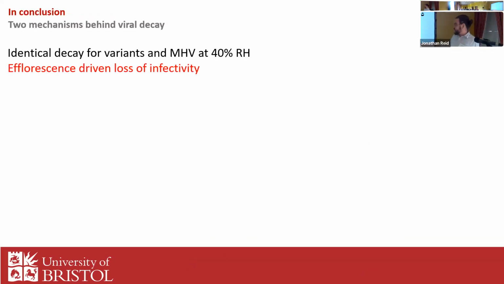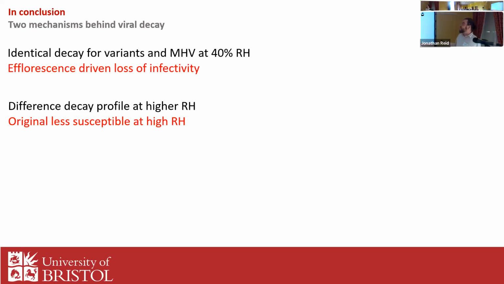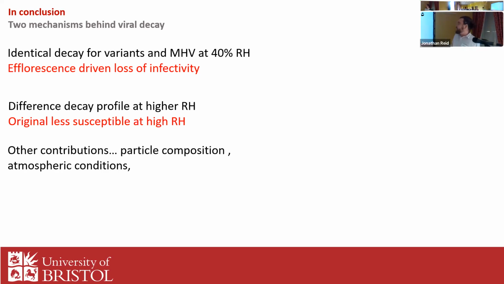So in conclusion, there are two mechanisms of decay here. We've got the rapid loss of infectivity at low relative humidity, 40%. That's the efflorescence-driven decay. There are different decay profiles for different variants. The original was less susceptible. But there are other contributions, for example, the internal composition of the droplet and atmospheric conditions.